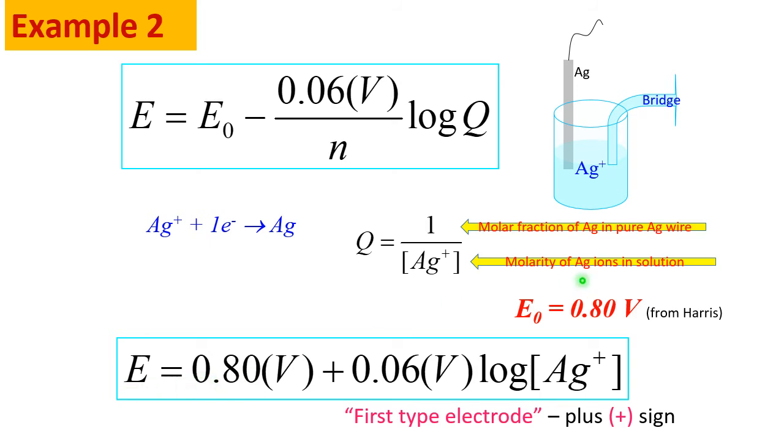E is E0 plus, again we're putting it upside down, so the sign is changing from minus to plus, 0.06 volts log of concentration of Ag+. This is the so-called first type electrode, plus log of concentration of metal. For any metals in solution in contact with their solid, you'll have something very similar.